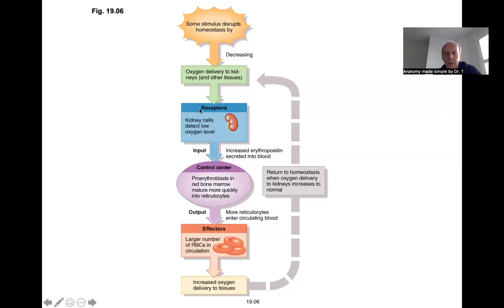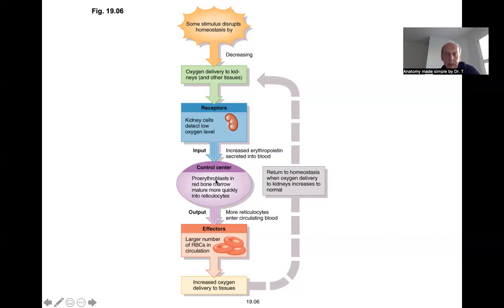If they're not properly perfused with oxygenated blood, kidneys are able to detect the lower than normal oxygen content, and as their direct response, they increase the presence of the hormone erythropoietin, which is secreted into the blood. So extra erythropoietin reaches what we see as a controlling center. The controlling center is red bone marrow, containing cells known as proerythroblasts.